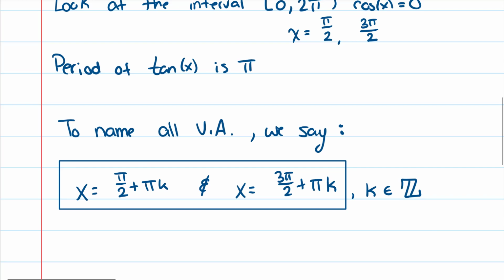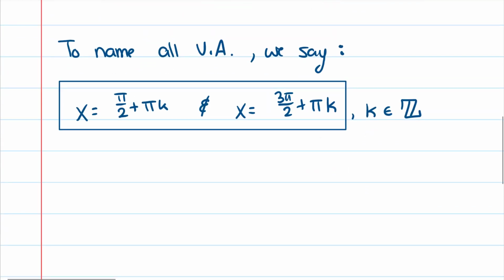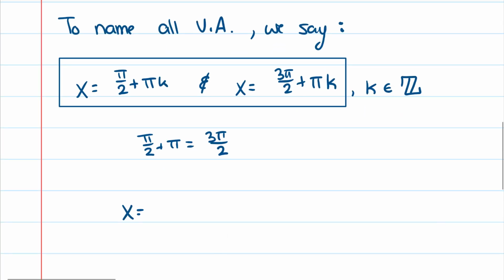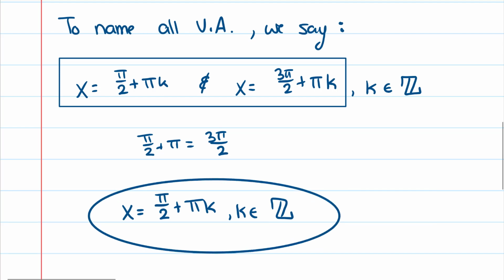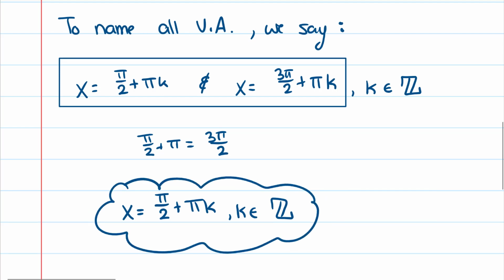Now notice that if you take pi over 2 and add pi to it, you're going to get your 3 pi over 2 value. So because of that, we can actually just reduce our answers to x is equal to pi over 2 plus pi k, where k is an integer. And this is a better condensed answer. So basically this means that we have repeating asymptotes, but we want to write it in an infinite setting without having to list every single one over and over.